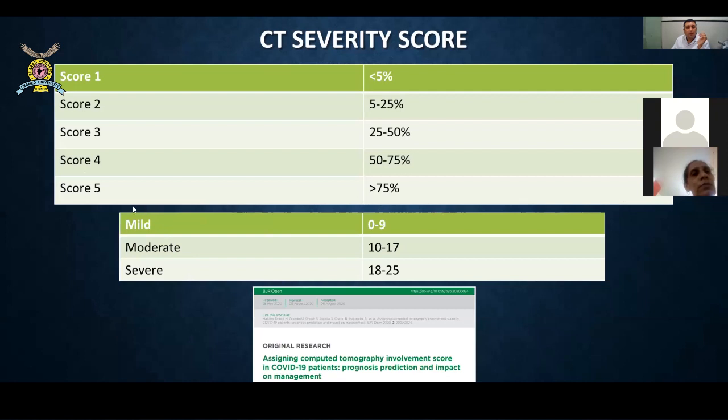So you divide the total score into mild, moderate, and severe disease. In mild disease, the total score will be between 0 to 9. In moderate disease, the score will be between 10 to 17, and in severe disease, the score will be between 18 to 25. So it helps us to decide on the management of the patient.